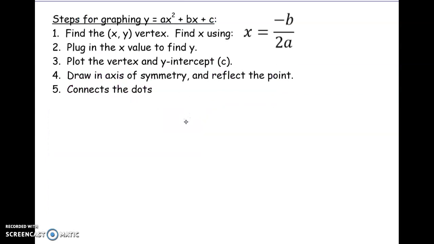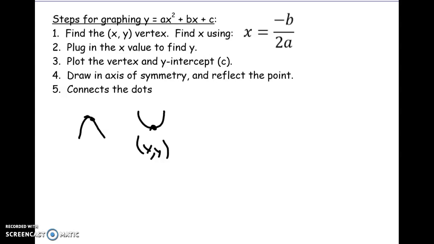There's a whole bunch of them, but basically in a parabola, the most important point is that vertex, which is either the top of the hill or the bottom of the valley. So that's the point we're going to find first, and that's just an x, comma, y point.